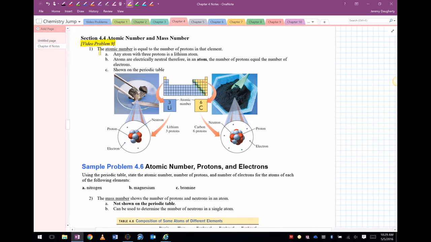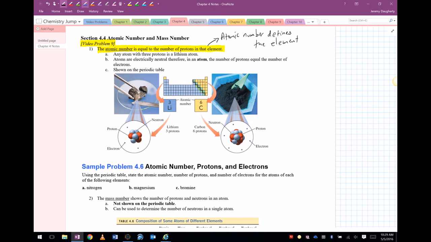The atomic number is the number of protons that are in that element. And very important, each element has its own atomic number. Let's do it this way. The atomic number defines the element. Okay, and the atomic number is shown on the periodic table.